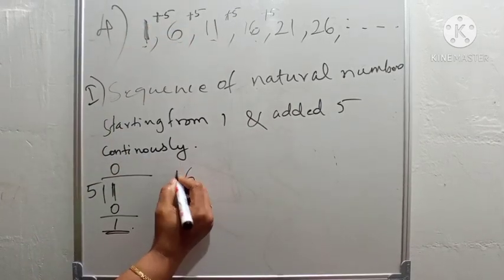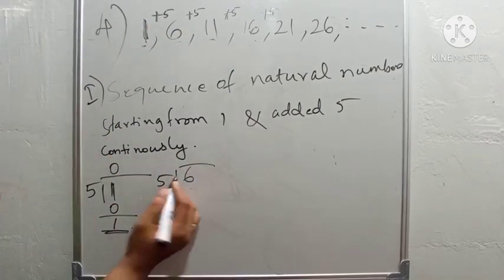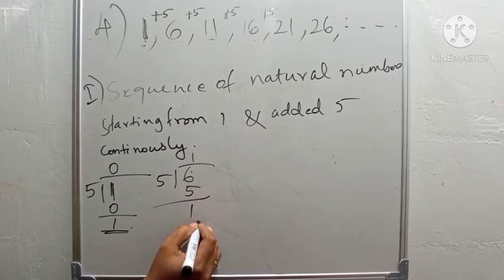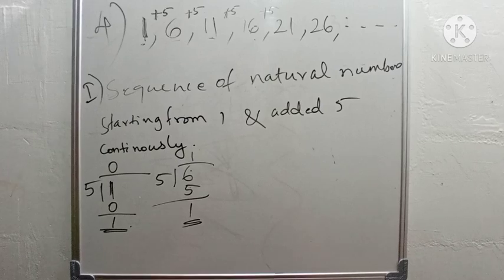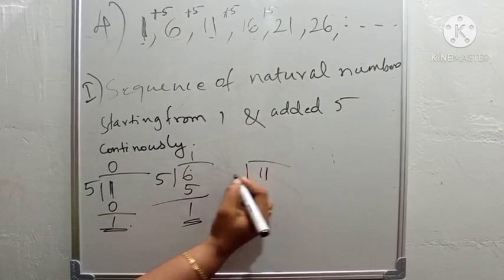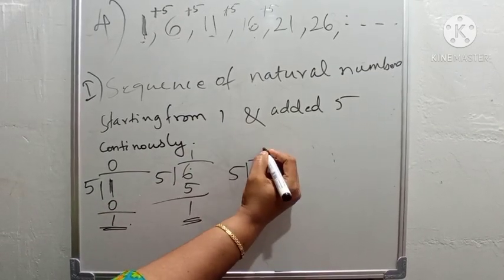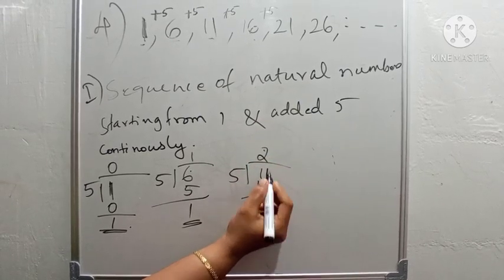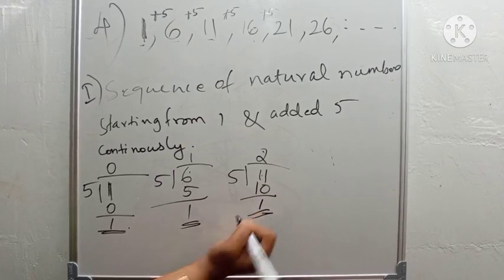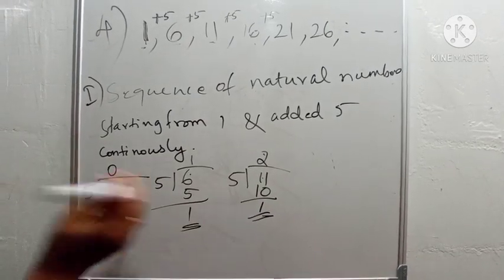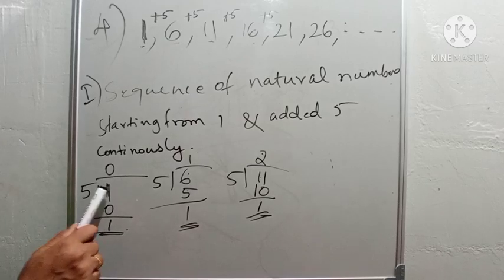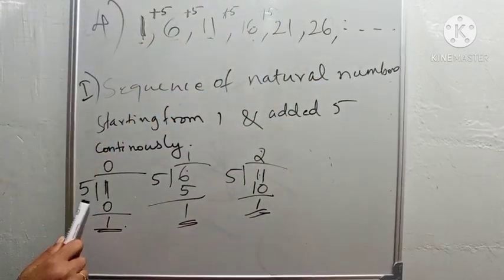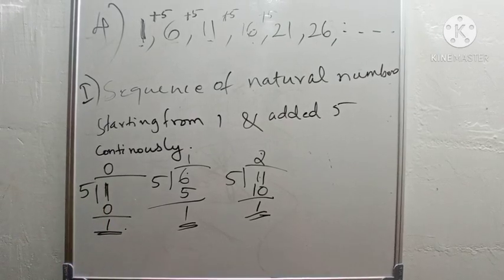Then what about 6? 6 divided by 5. 1 times 5 is equal to 5. 6 minus 5 is equal to 1. Right? Then 11 divided by 5. In 11, 5 goes 2 times. 2 fives are 10. 11 minus 10 is equal to 1. So what is special about these numbers? If we divide each number of this sequence by 5, we get a remainder 1.